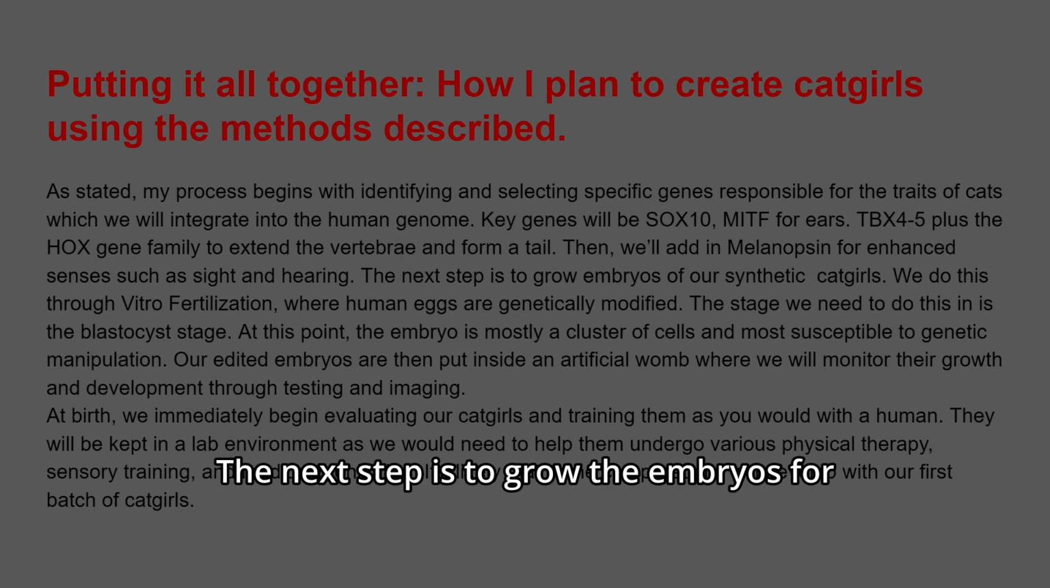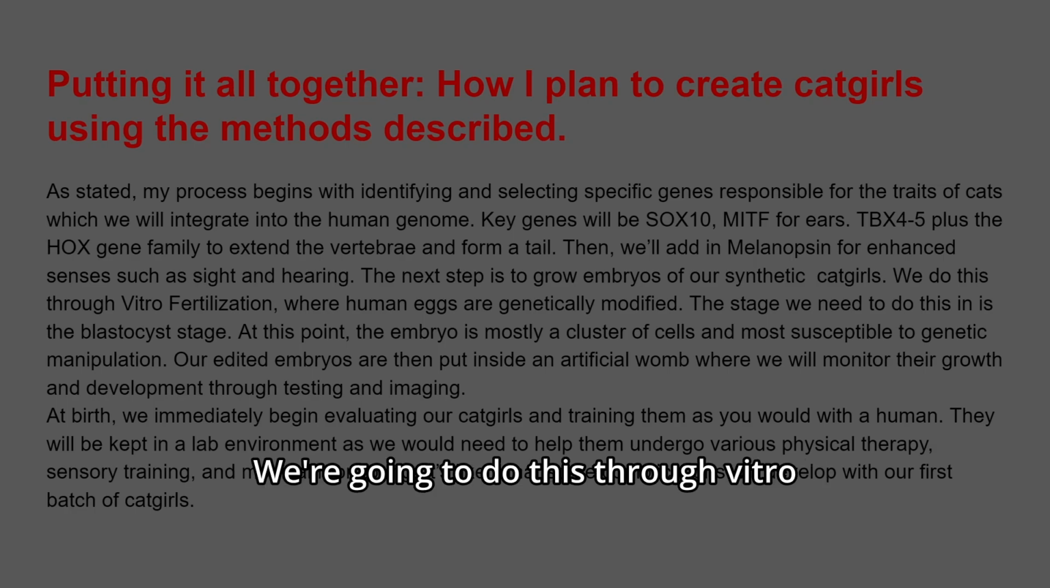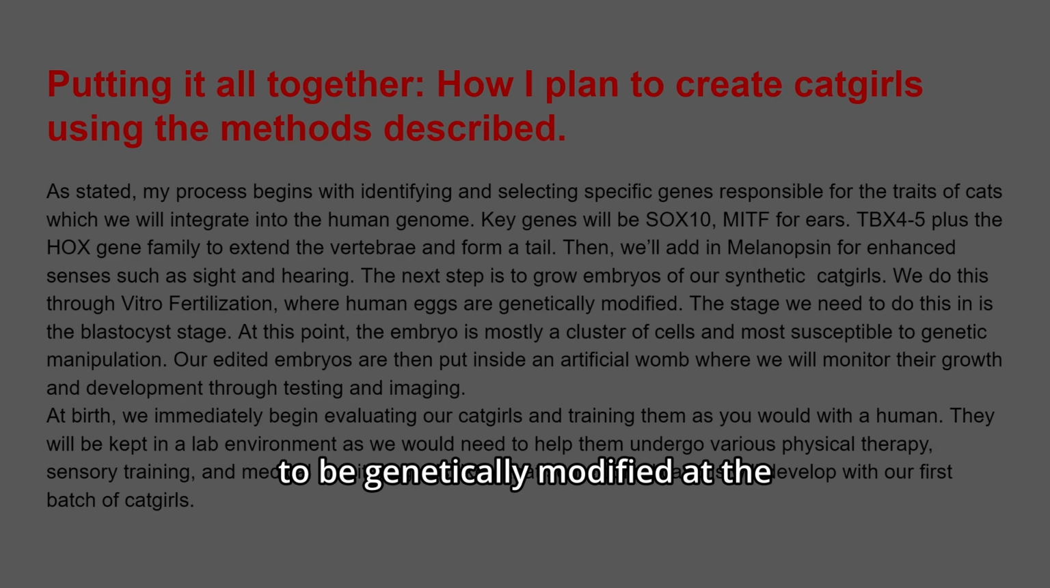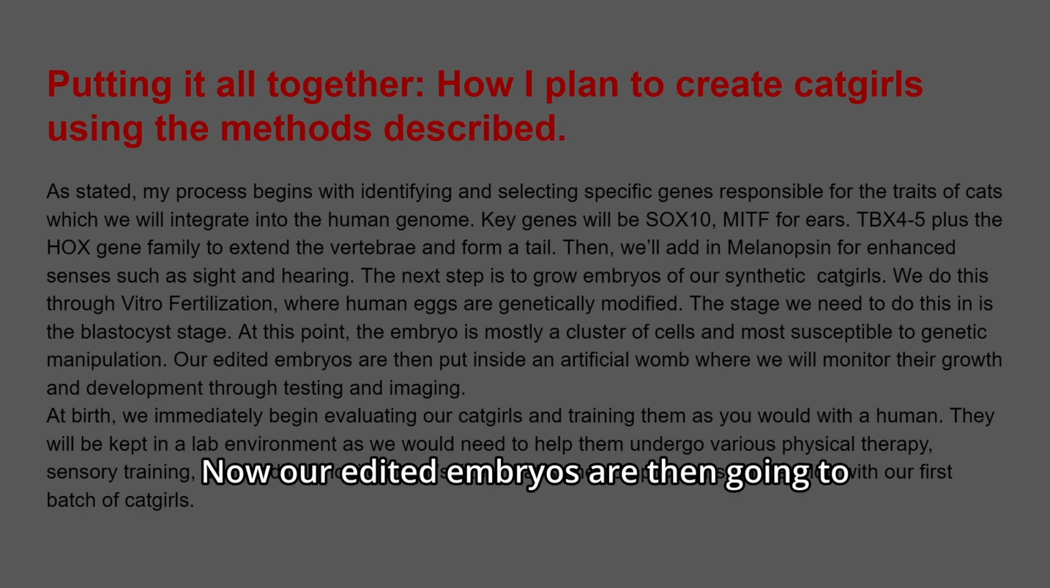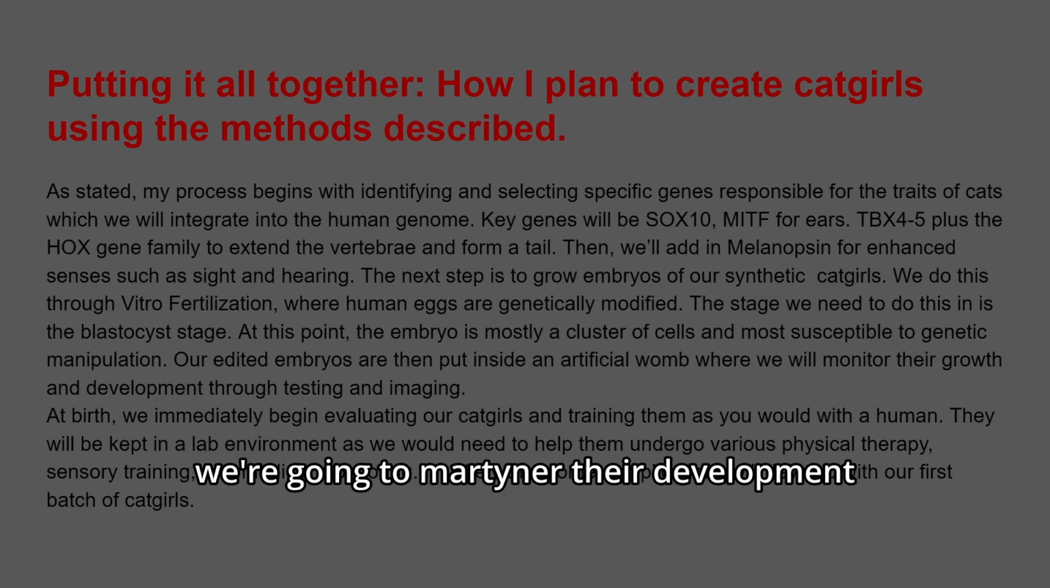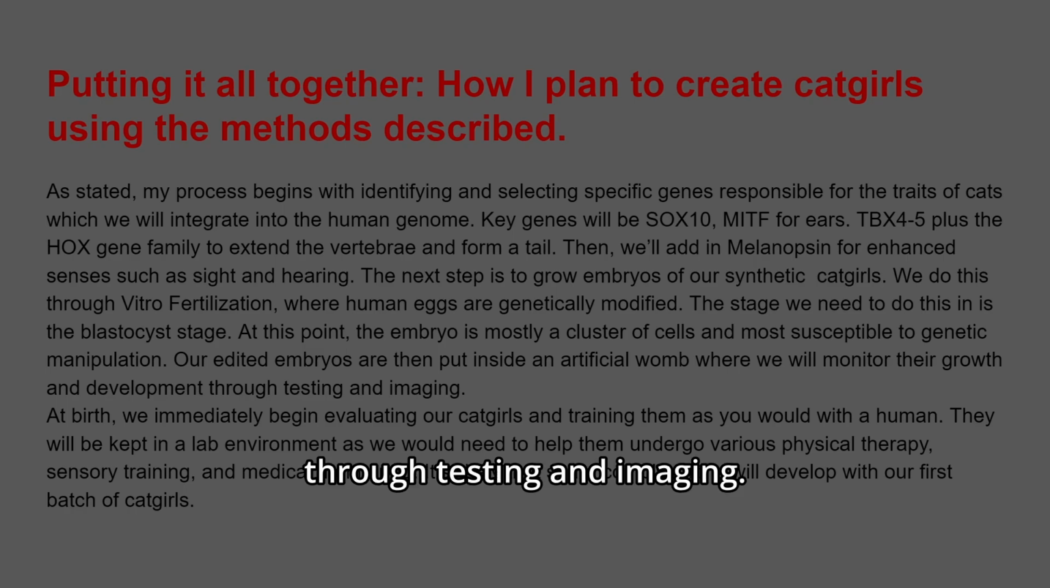The next step is to grow the embryos for our synthetic catgirls. We're going to do this through in vitro fertilization, where a human egg is going to be genetically modified at the blastocyst stage by inserting the catgirl DNA that we created. At this point, the embryo is only just a cluster of cells, so it's most susceptible to the genetic manipulation. Now, our edited embryos are then going to be put inside an artificial womb where we're going to monitor their development and their growth through testing and imaging.